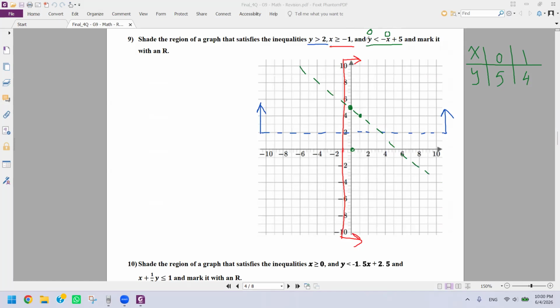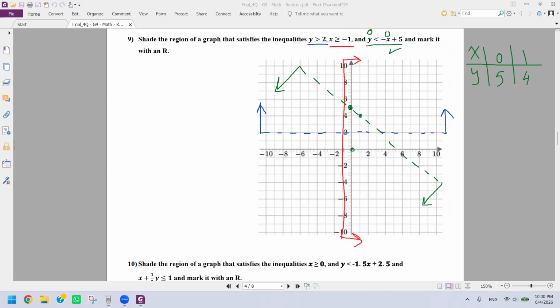Now, is 0 less than 5? Is it correct that 0 is less than 5? Yes, it is correct. So the point 0, 0 is accepted. It's inside the region, so I will make the arrows down. You can use the arrows instead of shading in the exam. But at the end, it says shade and mark it as R. So I need to shade the region that satisfies all the inequalities.